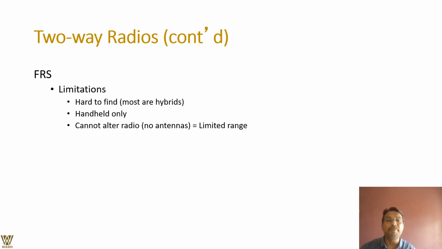What is FRS, Family Radio Service, with limitations? It is very difficult to find. Most are hybrids in nature and are handheld. For example, I might have a phone with family radio service. What happens is I might have the phone, but during emergencies or crisis, the phone might not be with me, and that defeats the whole purpose of it. It is handheld only, you cannot alter the radio, and there are no antennas at all.